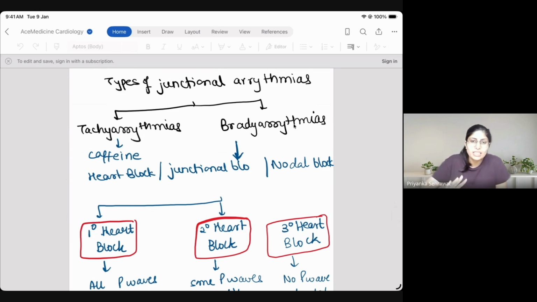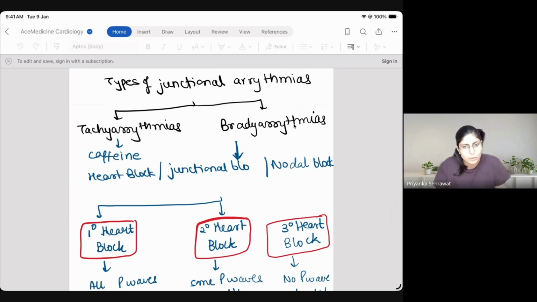What if the node gets unduly delayed more than normal? AV node gets blocked. This is known as heart block or junctional block or nodal block. So when we say first degree, second degree, third degree heart block, we are actually talking about the block or the undue delay happening in the AV node. Okay, it's not like the whole heart is getting blocked or stopped. No, the AV node gets slowed down or blocked.